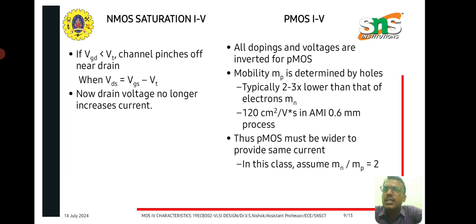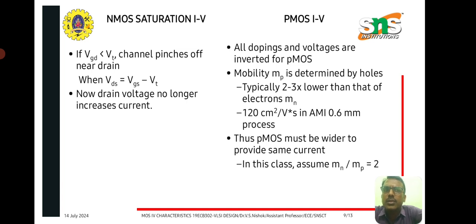Coming to the NMOS saturation region, as seen earlier, the channel starts to pinch off when VDS equals VGS minus VT. So now the drain voltage no longer increases the current. In the saturation region, there is no linear increase in the current based on the voltage. It reaches maximum height and maintains constant throughout the increase in the voltage. So that is mentioned here in the NMOS saturation region.